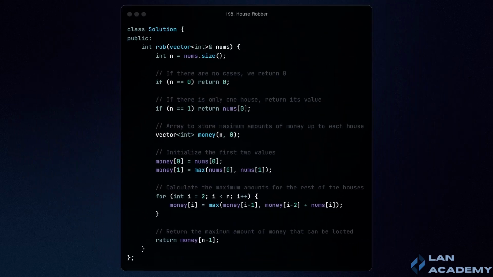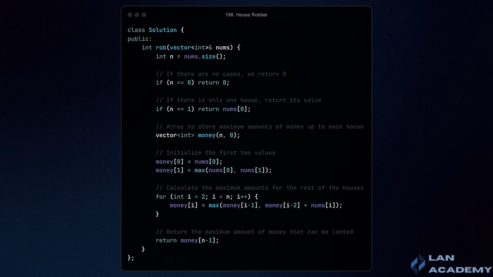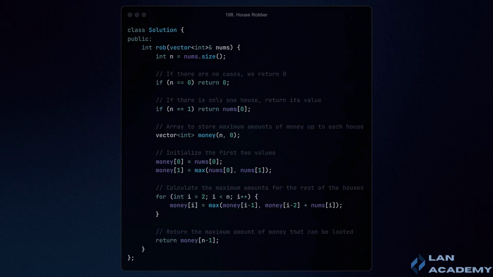In conclusion, by initially verifying that the number of houses allows for at least one to be robbed, I approach the problem's solution with a dynamic programming algorithm that efficiently calculates the maximum amount of money that can be robbed, optimizing the solution and avoiding unnecessary recalculations. This is an efficient and scalable way to tackle the problem of house robbery, ensuring that an optimal solution is achieved in linear time O of n, where n is the number of houses.